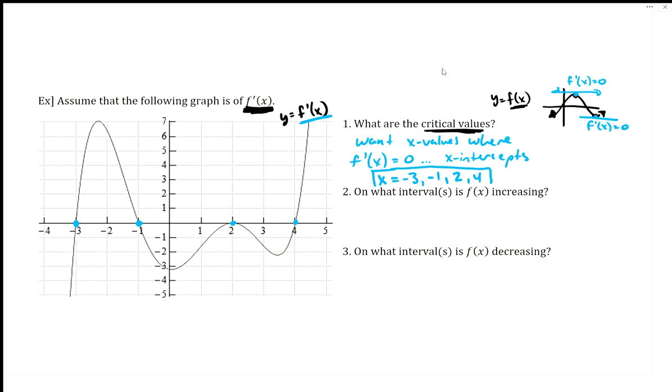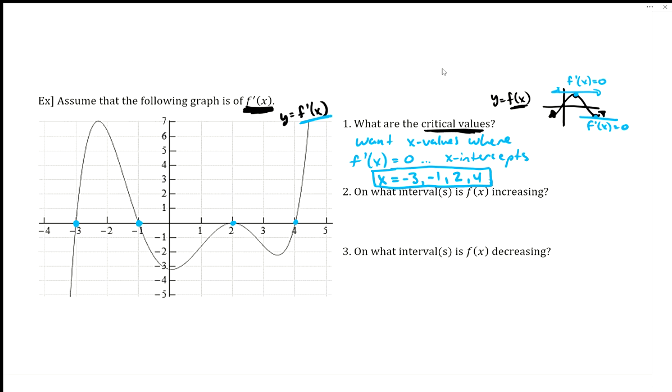Okay, so notice how we treat the derivative graph differently. Remember, it's connected to f of x, so I just drew that little sketch to remind ourselves what those critical values are. All right, now number 2.